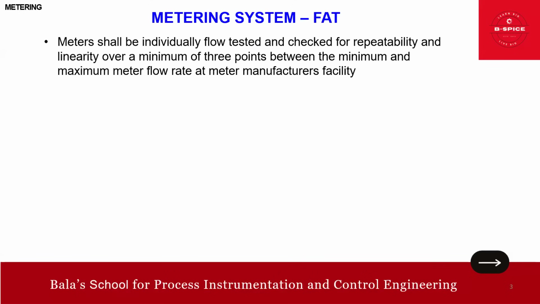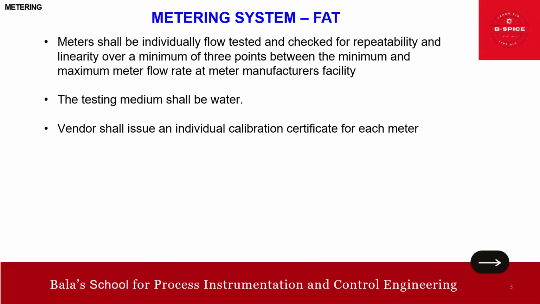So the meter shall be individually flow tested and checked for repeatability and linearity for a minimum of 3 points between the minimum and maximum meter flow rate at the manufacturer's facility. The test medium, of course, shall be water. The vendor shall issue an individual calibration certificate for each meter. So the vendor has done all this and they have issued the certificate, procedure, everything.